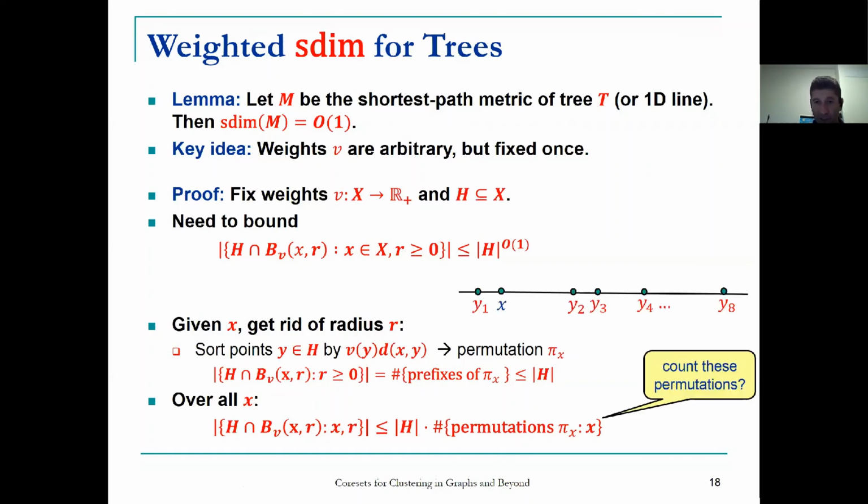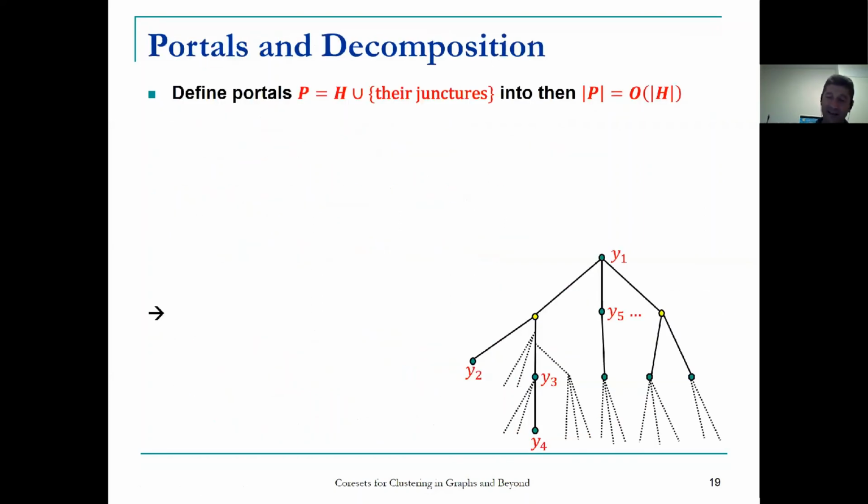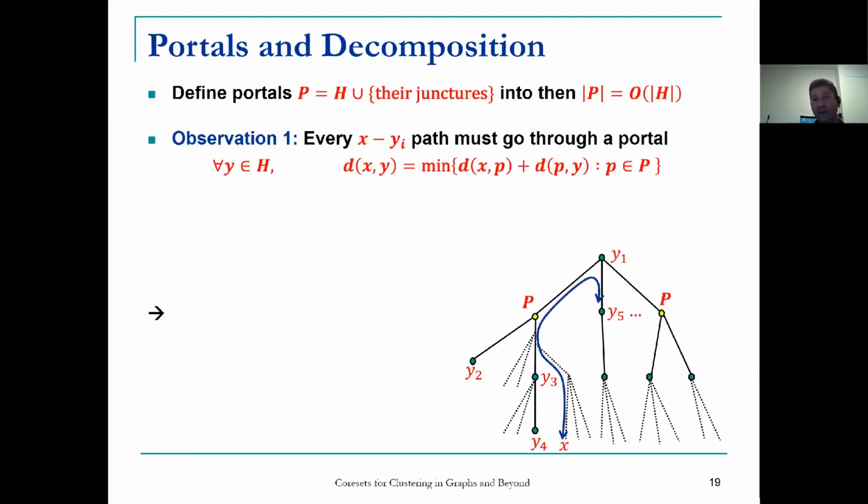Okay, so I'm going to glance over the argument. Basically, the idea is to use portals. If I look at the distance, say, between some point X and some point Y here in the tree, where the Y's are this set H, then I want to say that when you go from X to Y, you have to visit one of 2 portals, either this yellow point here that I marked, this P, or Y3. So somehow you have to go through these portals, and there are only 2 portals that are relevant in this case. I don't have time to go into the details.